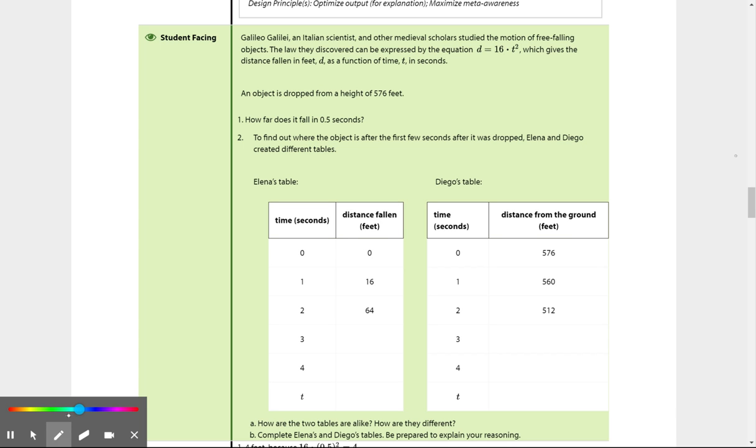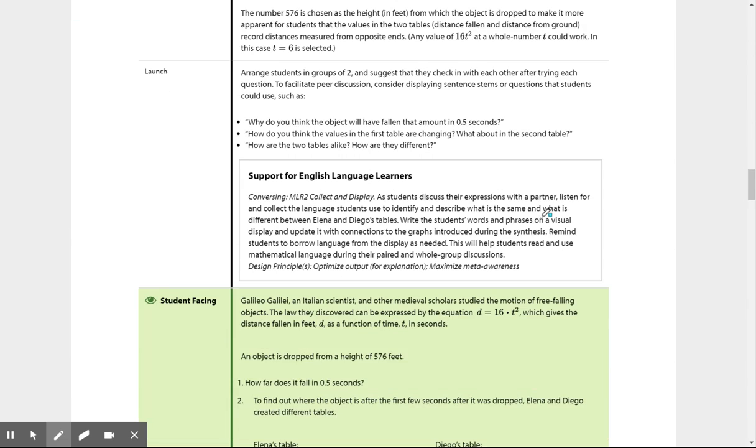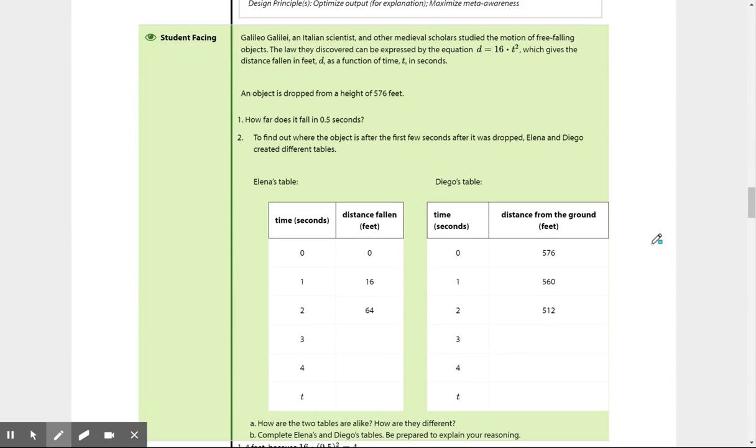All right, so now we're moving on to 5.3, Galileo and gravity. It says Galileo, an Italian scientist, and other medieval scholars studied the motion of free falling objects. The law they discovered can be expressed by the equation d equals 16 times t squared. So if you did that last one, you also discovered this.